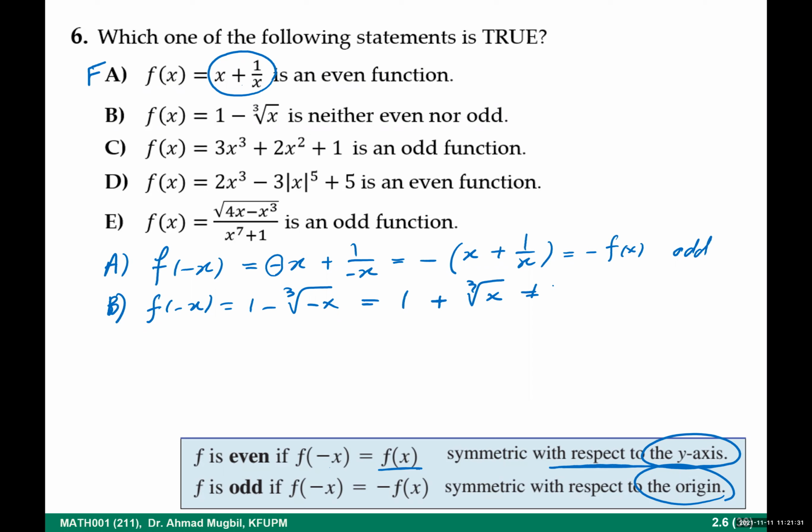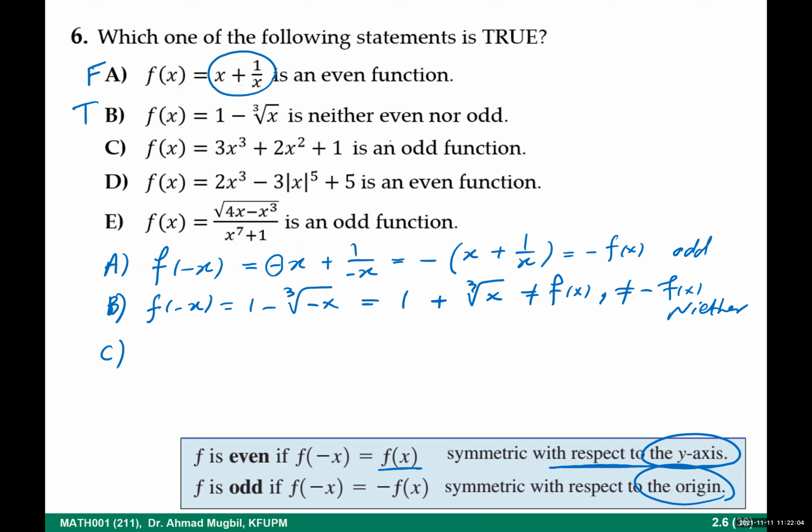So this is not the original function. Is it the negative of the original function? No, it is not that either. If you take negative as a common factor, you will not get your function back; you will get -1 times negative cubic root. And this is not the negative of the function. So it is neither. Now, let's go to C. So this is the right answer. So this is true. But we need to practice to see why the others are not. I think it is clear for you that C is what?